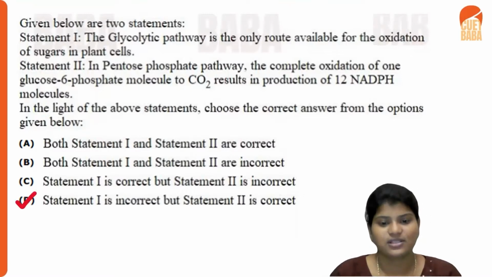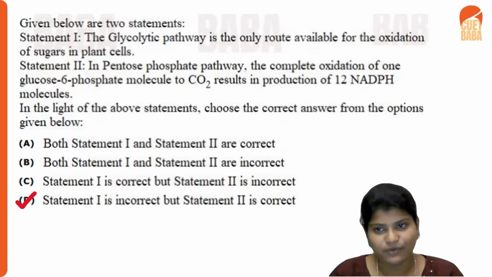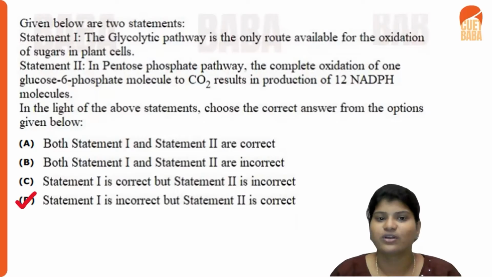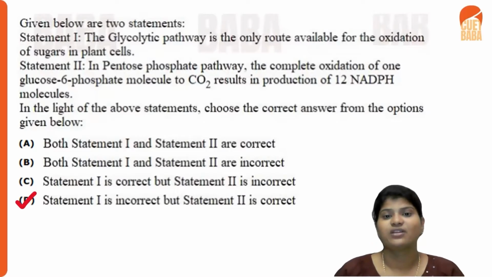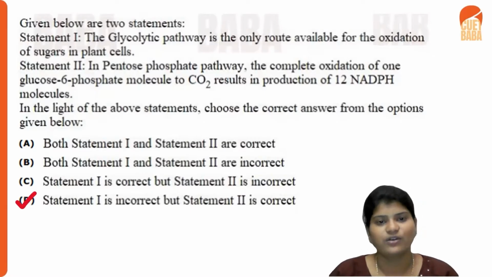First, let us take the first statement. The glycolytic pathway is the only route available for the oxidation of sugar. No, it is not the only pathway. It is a dual pathway. The HMP pathway is also there for oxidizing the sugar. So statement 1 is wrong.